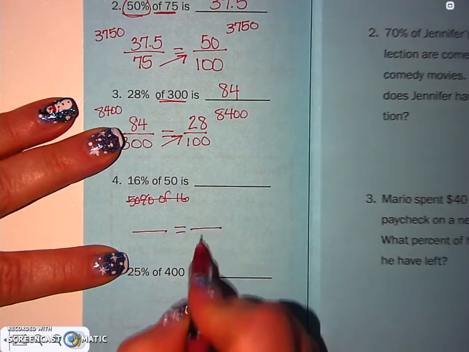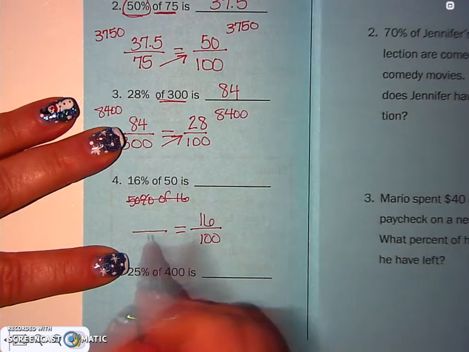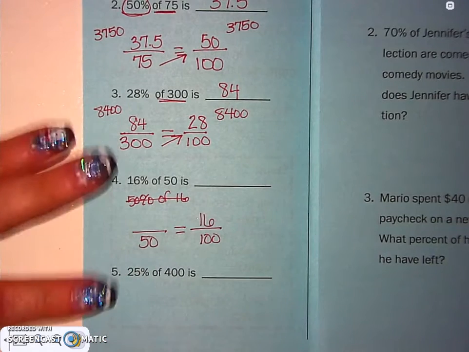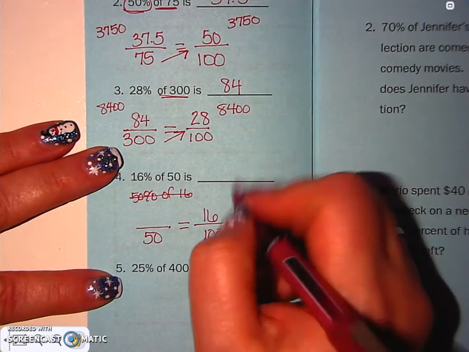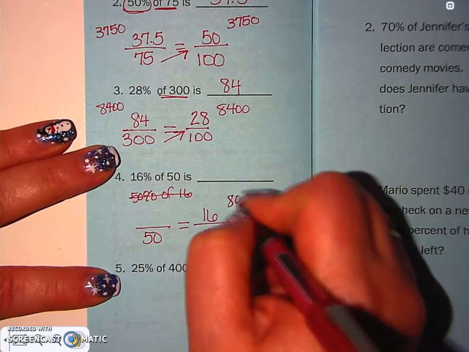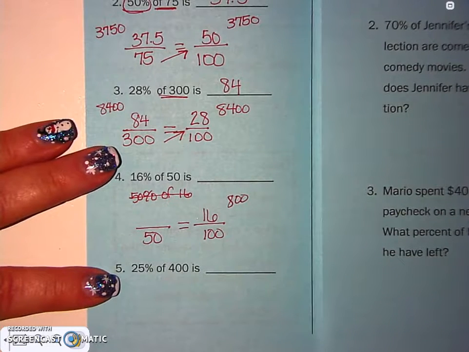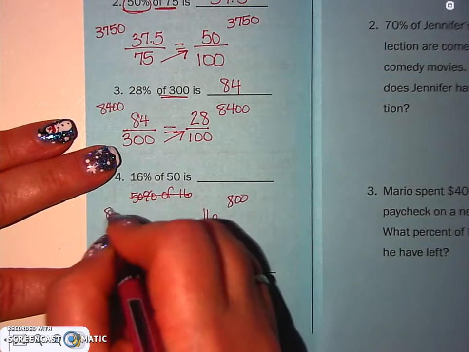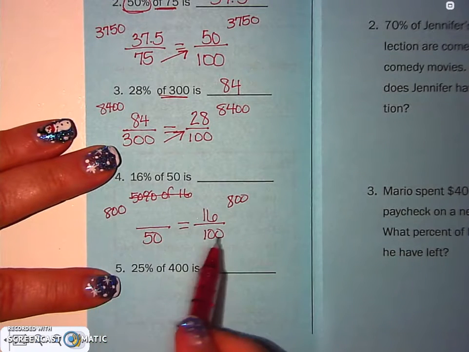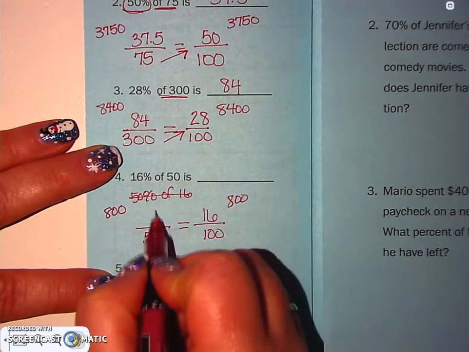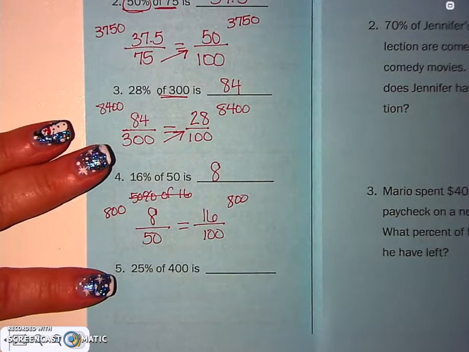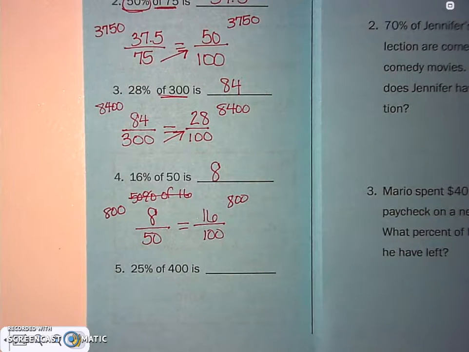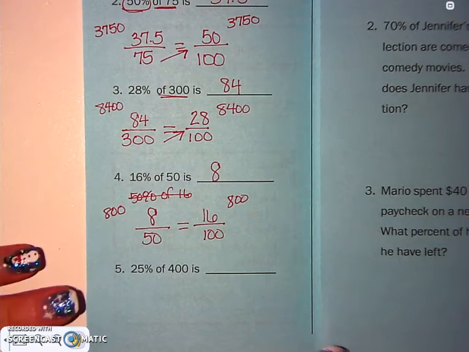Percent proportion, 100, 16, of 50 is our whole. 50 times 16 should be 800. 100 times something is 800. So 800 divided by 100 is 8. And is that what we thought that it would be when we used our mental math? It is. 16% of 50 is 8, just like 50% of 16 is 8. You can use the commutative property to do that.